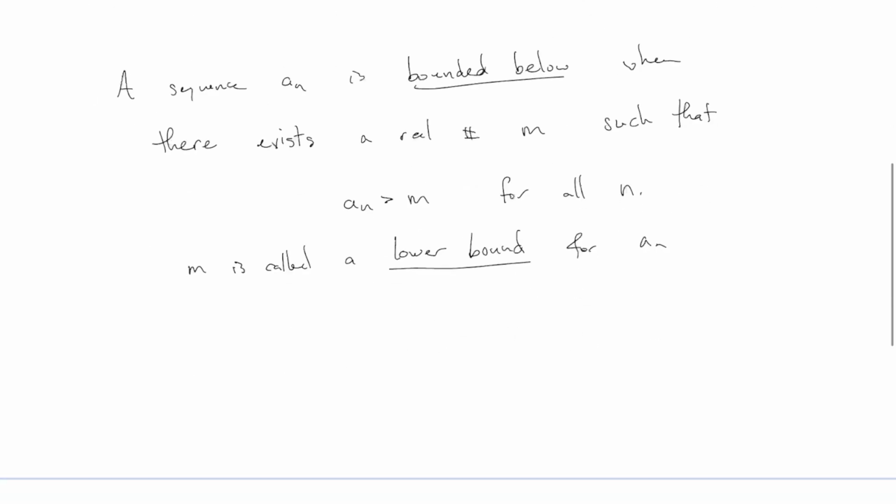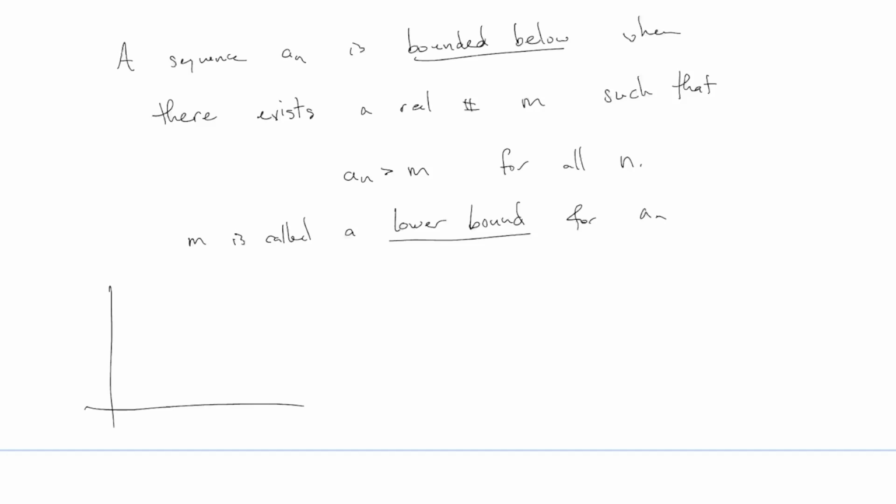All right, the picture that you should have in mind this time is something like, if all of my sequence points are up here and there's some kind of y value that's below everything. All right, that's the picture that you should have in mind when you're talking about a sequence which is bounded below. It has a lower bound.